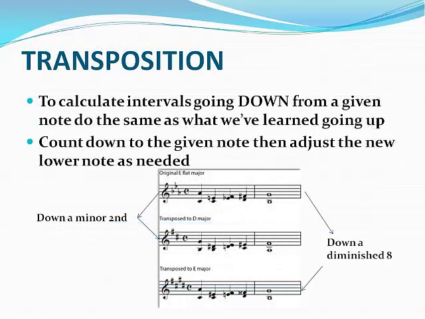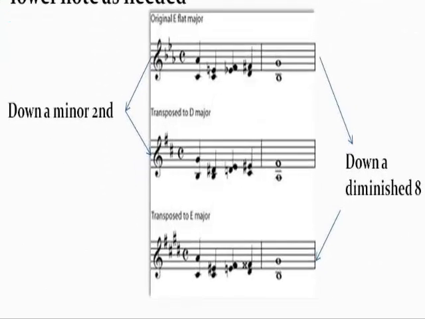A little more challenging is finding intervals going down. Just remember that you can't change the original note. In the original passage of E flat major, to transpose down a minor second would mean that the new key is D major. D to E flat is a minor second. Again, given the original key of E flat major, to transpose down a diminished eighth would be E major. It's a little tricky. Just remember that you can only adjust the lower note.